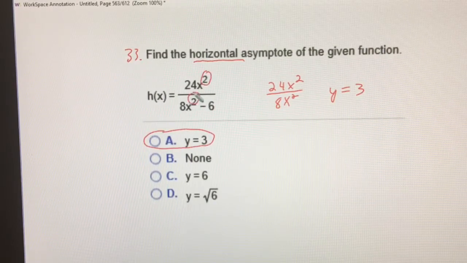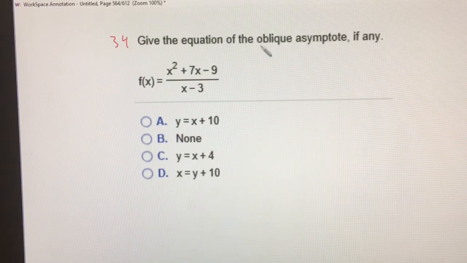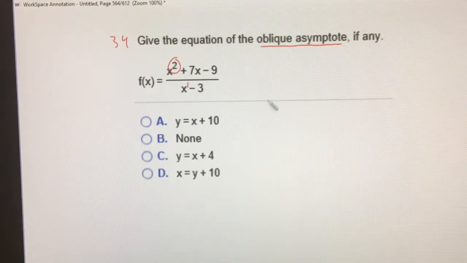Notice again, the degree of the top is the same as the degree of the bottom. Oblique asymptote. The degree of the top is bigger than the degree of the bottom. So to actually find the equation, we have to implement synthetic division. So in the backwards box, I put a +3. I write down the coefficients of 1, 7, and -9. I put my 0 here, and I start the process. 1 plus 0 is 1. 3 times 1 is 3.